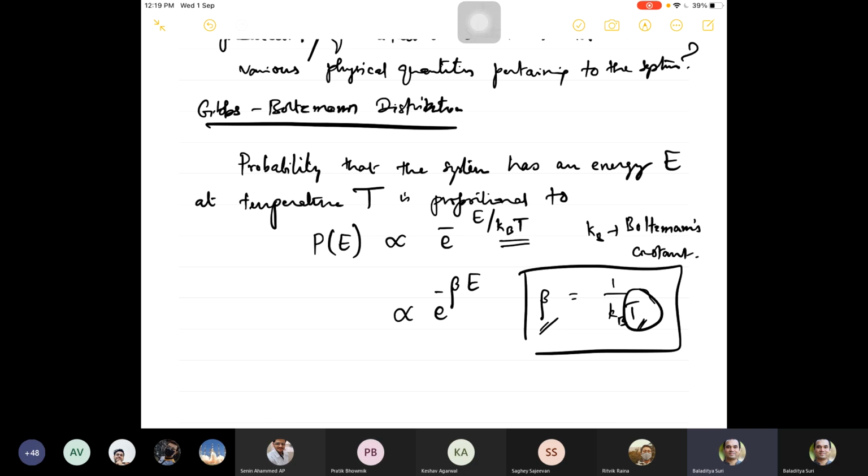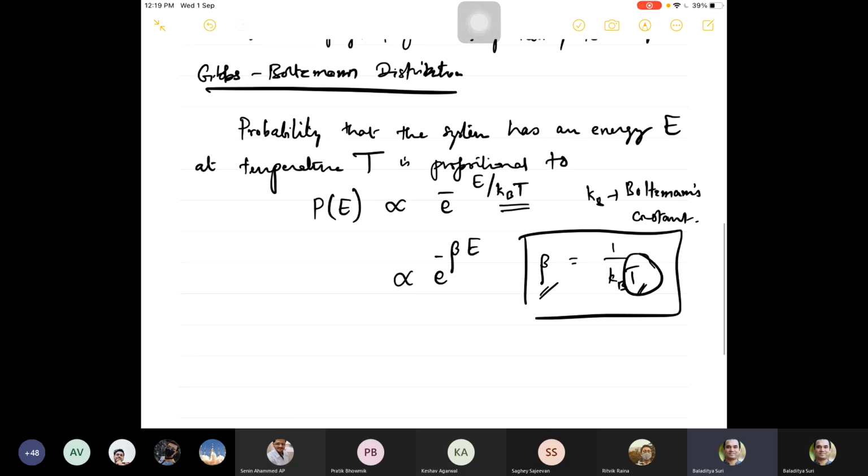We'll look at some such special systems later on in the course once we look at quantum physics also. But it's good to keep in mind that beta is a more physically meaningful quantity, even though temperature is more practical.